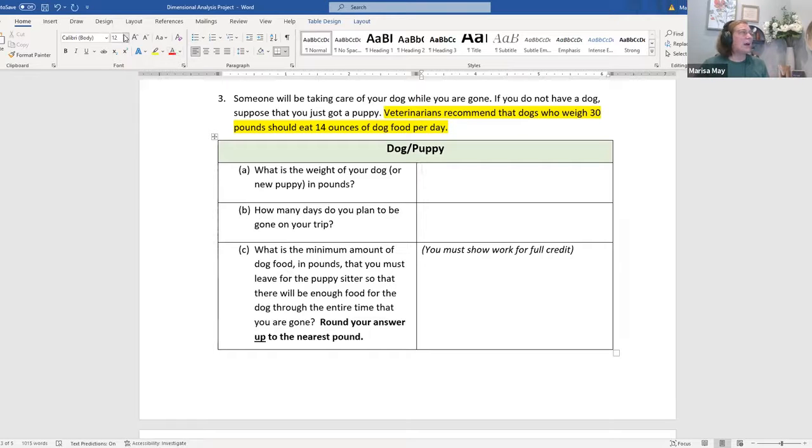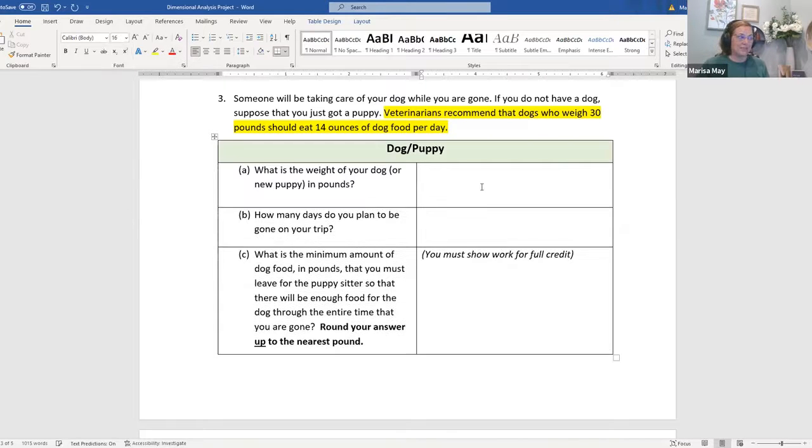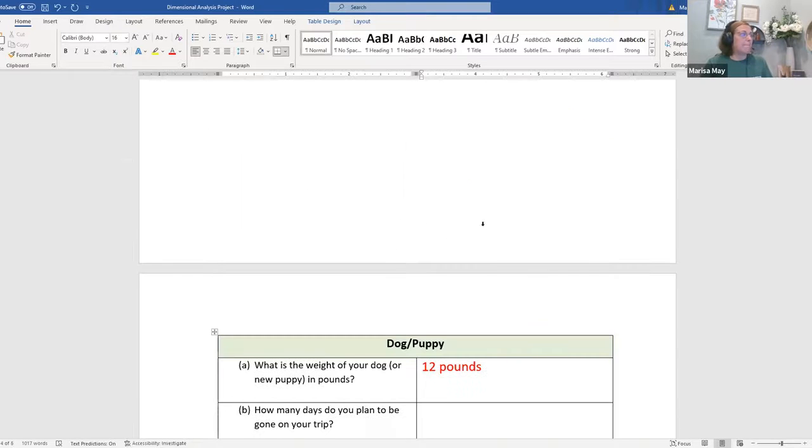All right, so I'm going to use the weight of my cat just so I have a reference point. And then on B, I need to make up how many days I'm going to be on this trip. This is a hypothetical trip, so I get to make it up with any number of days that I want. So for my sake, I'm going to do 3 days.